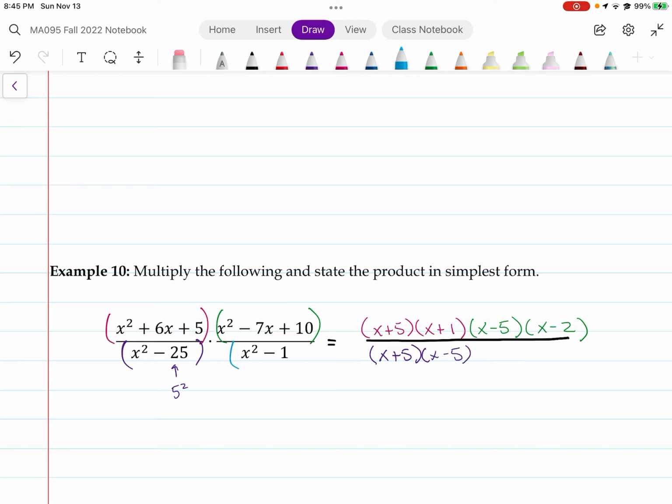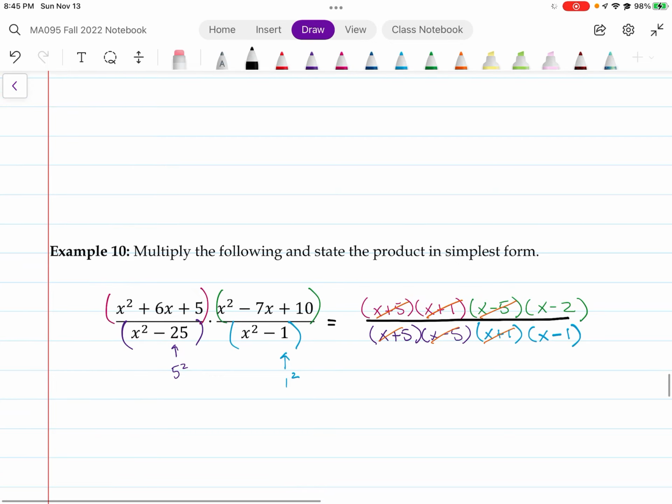And lastly, we've got, again, difference of squares. So this one is just 1 squared. So that's x plus 1 and x minus 1. Difference of squares. Know those well. All right, the x plus 5 is going to cancel. What else cancels? I see an x plus 1 canceling. Oh, and I see an x minus 5 canceling. Look at that. So this whole big mess cancels down to x minus 2 over x minus 1.